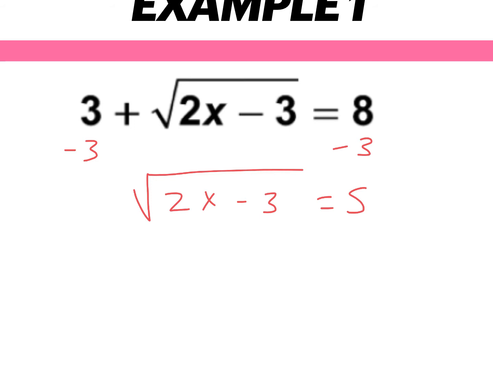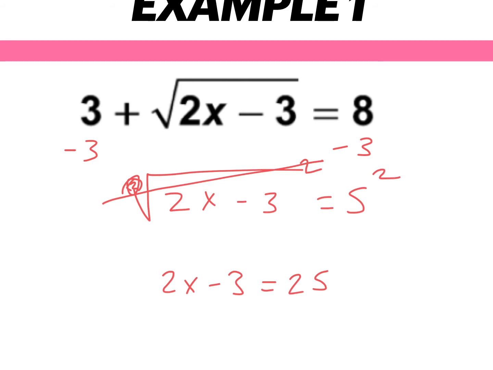What's our index on this radical? What's that little number that is out there? 2. Remember, when nothing's there, it's 2. So we want to use that exponent of 2. So we square both sides, and that gets rid of this radical. So squaring the left side just cancels the radical out. So we're left with 2x minus 3 on the left and 5 squared on the right. What is 5 squared? 25. So it's 5 to the second power, which is 5 times 5, 25.